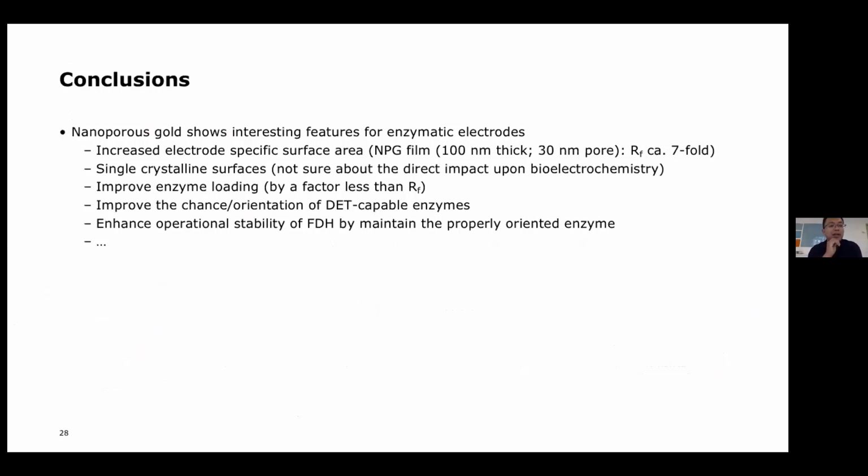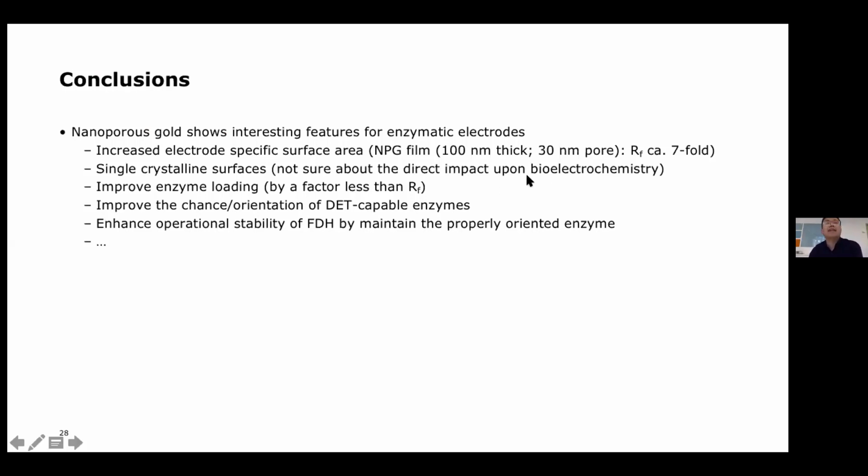I would like to make some conclusions here. I hope I can convince you that nanoporous gold shows some interesting factors for enzyme electrodes. Apparently, it increased the electrode specific area. For the case we use, our 100 nanometers thick film, it could improve the surface area 7-fold, although this is not a big number. The nanoporous gold shows some single crystal surface, but we are not sure yet how this will directly impact the bioelectrochemistry.